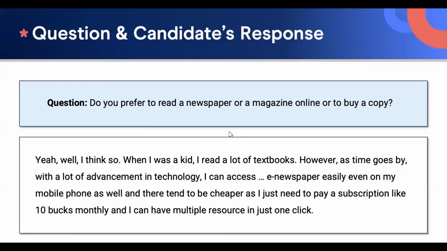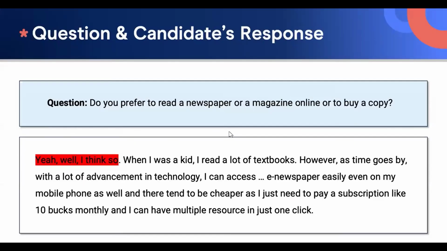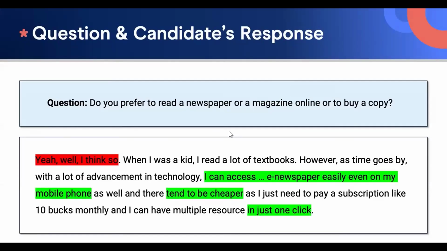Just quickly notice how the question presents a choice. Do you prefer X or Y? But Tim starts by saying, "Yeah, I think so." He doesn't state a preference here, so it's a little bit unclear what he means. A better way to start would be by saying which one he prefers. For example, "I find reading newspapers online much more convenient." He does a good job of explaining his reasons, though. He says he can access them easily on his phone and that they're cheaper, and he ends with a great phrase, "in just one click." This is a very natural use of an idiomatic phrase. Let's keep watching.